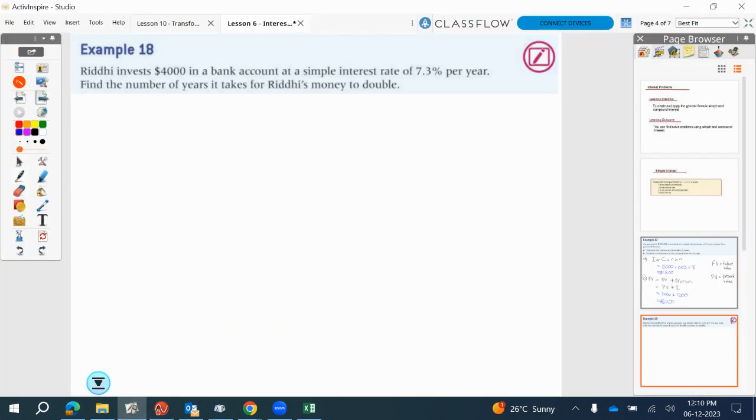Okay. The questions. Ridhi invests 5,000 in a bank account with simple interest rate of 7.3% per year. Find the number of years it takes for Ridhi's money to double. Have a go at this for yourselves for a little while.